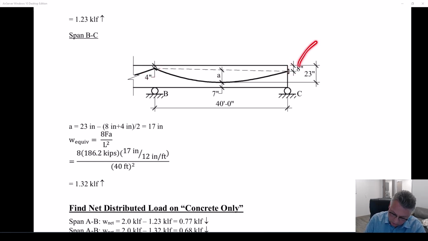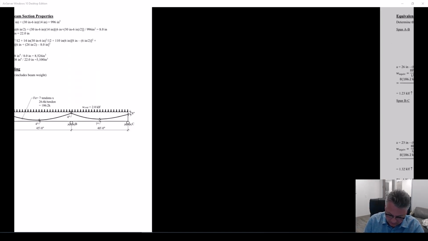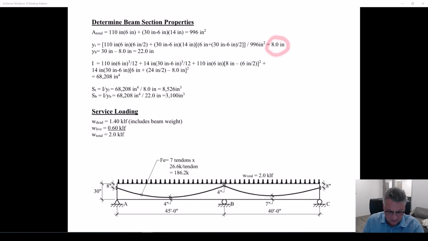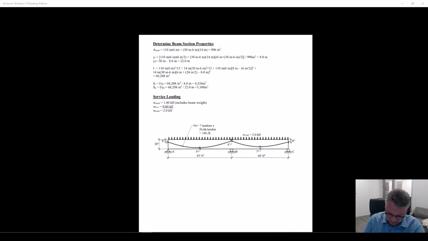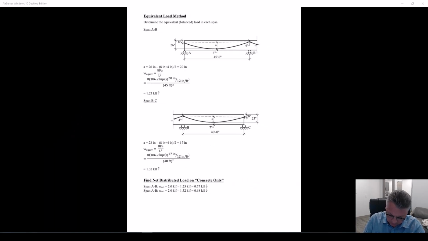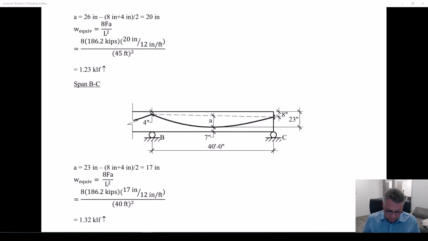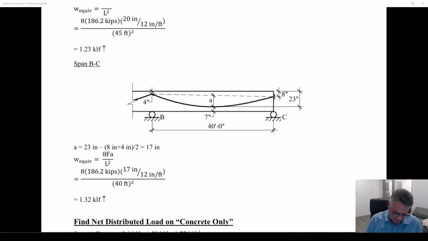We will almost always, if not always, anchor the post-tensioning at the center of gravity of the beam. So that center of gravity of the beam, that 8 inches, we actually calculated right here. So again, I'm setting you up for the project. That's how you're going to approach your beam design. So in this span, we go through the same process. We get A to be 17 inches, and even though we have less drape, we actually have more upward force.